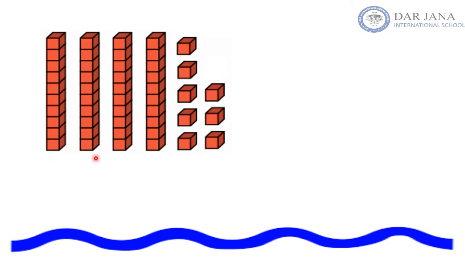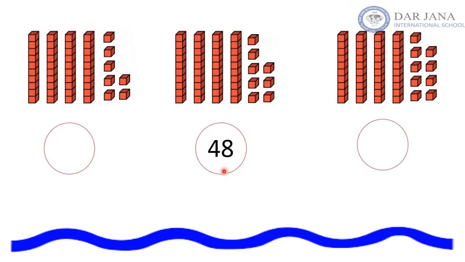10, 20, 30, 40. 41, 42, 43, 44, 45, 46, 47, and 48. So the number is... let's think together, which number comes one less than 48 and which number comes one more than 48. So let's find what is 1 less than 48 and 1 more than 48?